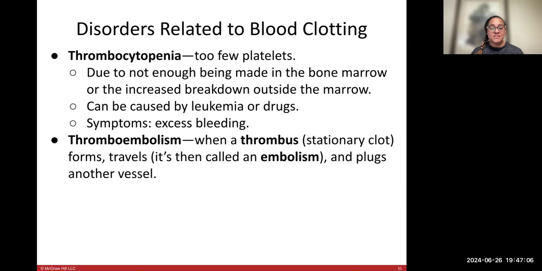A thromboembolism: when a thrombus, the stationary clot, forms. When it travels, it's called an embolism and then plugs another vessel.